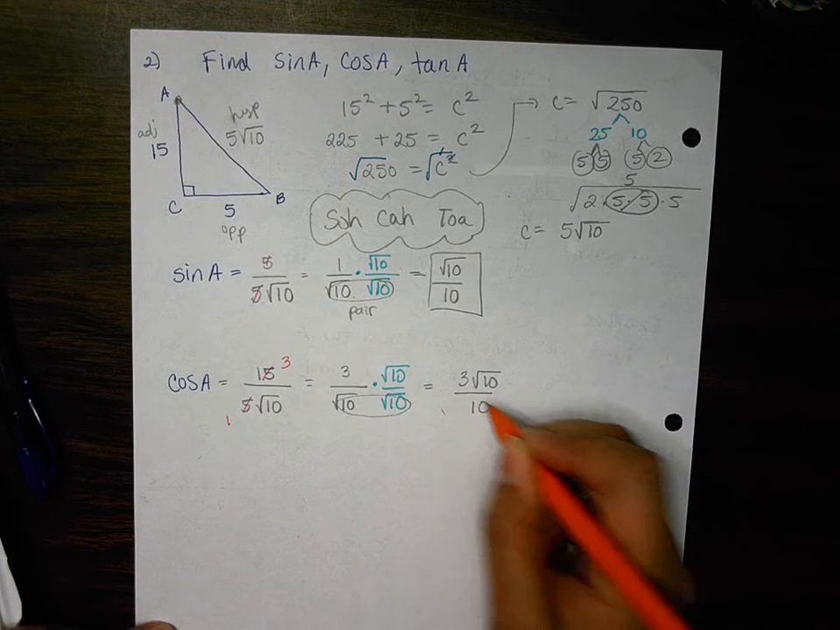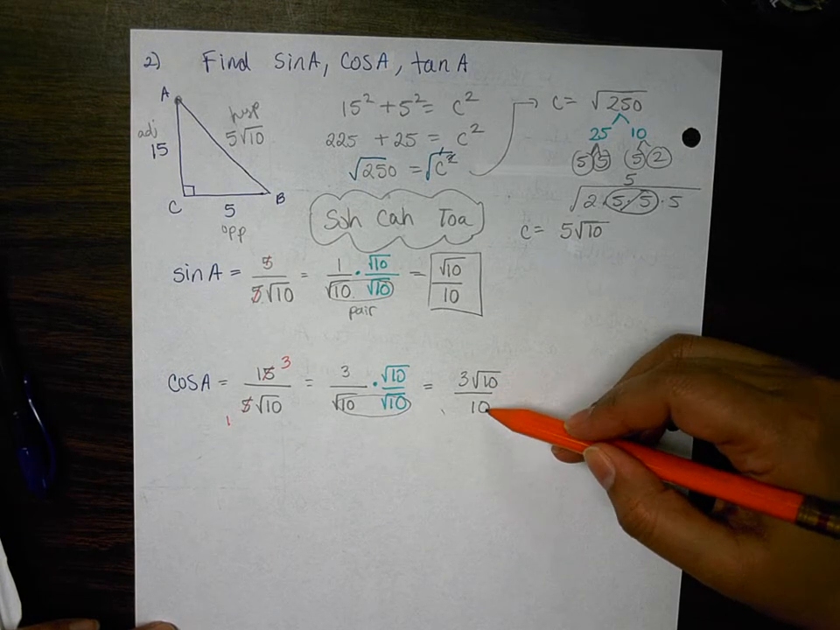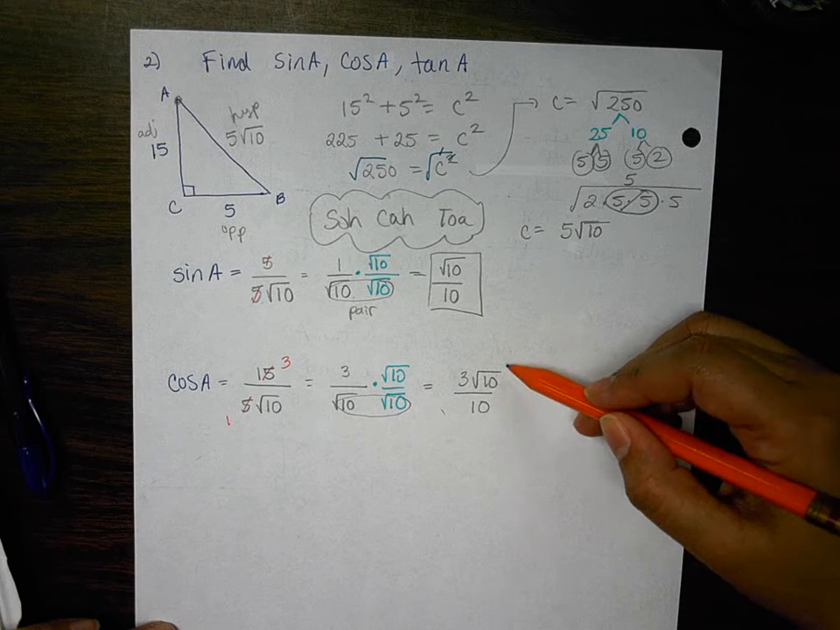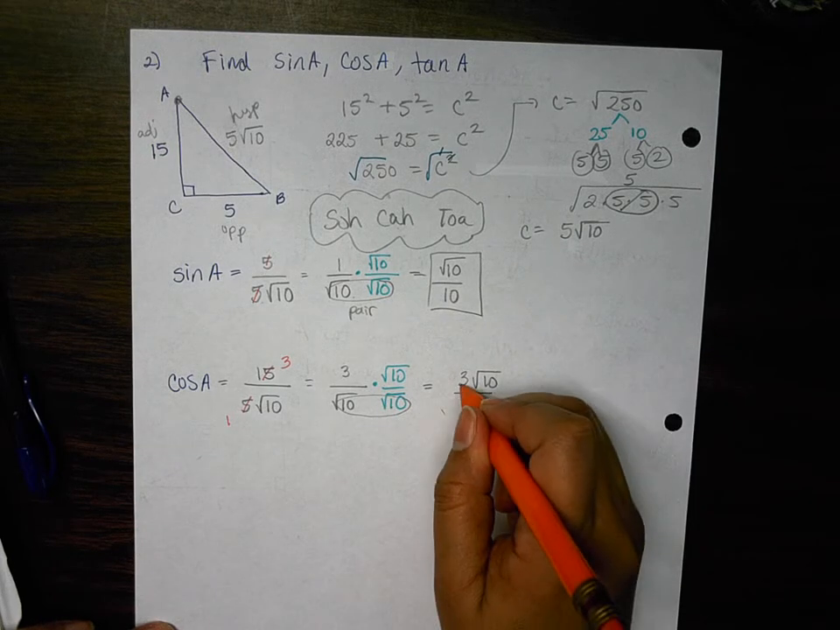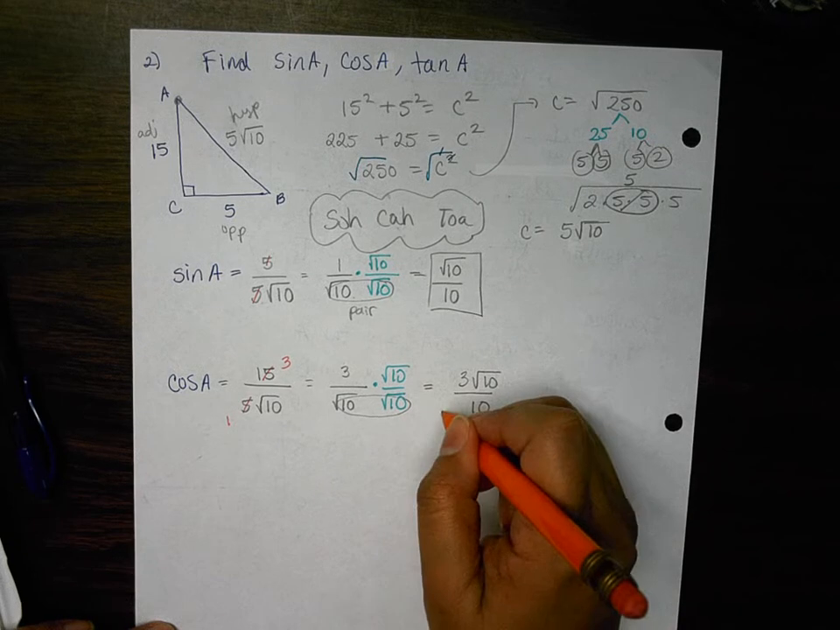I forgot to ask it earlier, so I'm going to ask it now. Can I reduce these two 10s? No, because one is a radical, one is not. What about the 3 and the 10? These I could reduce if it's reducible. Is it reducible? No, that's your final answer.